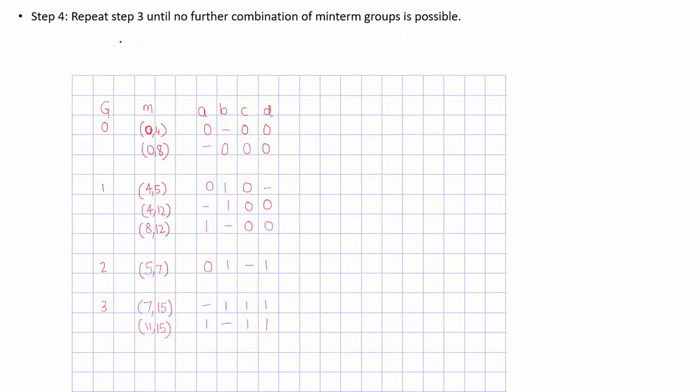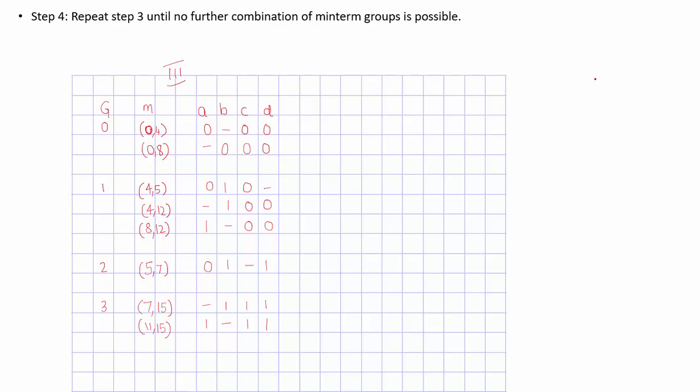Step 4 is to keep repeating step 3 until no further combination of minterm groups is possible. So this was the table that we got from step 3. And now again I have to compare group 0 with group 1, group 1 with group 2, and group 2 with group 3 until no further combination of minterm groups is possible. Once you have a dash, it is easy to compare, because even the dash has to be in the same position while comparing two groups of minterms.